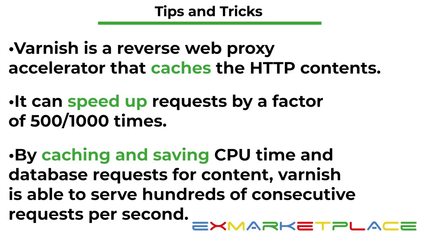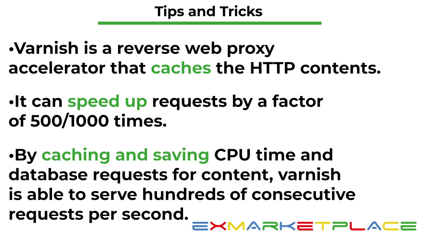The request can be sped up by a factor of 500 up to 1000 times. That's very impressive. If you imagine that to achieve the same result with a classic web server, you need a cluster of 500 up to 1000 servers to deliver a page instead of one single server. How does Varnish achieve this result? By caching and saving CPU time and database requests for content. Varnish is able to serve hundreds of consecutive requests per second, as I said before.